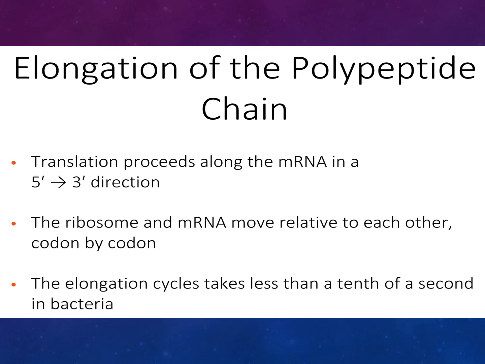Translation proceeds along the mRNA in a 5' to 3' direction. The ribosome and mRNA move relative to each other, codon by codon. The elongation cycle takes less than a tenth of a second in bacteria.